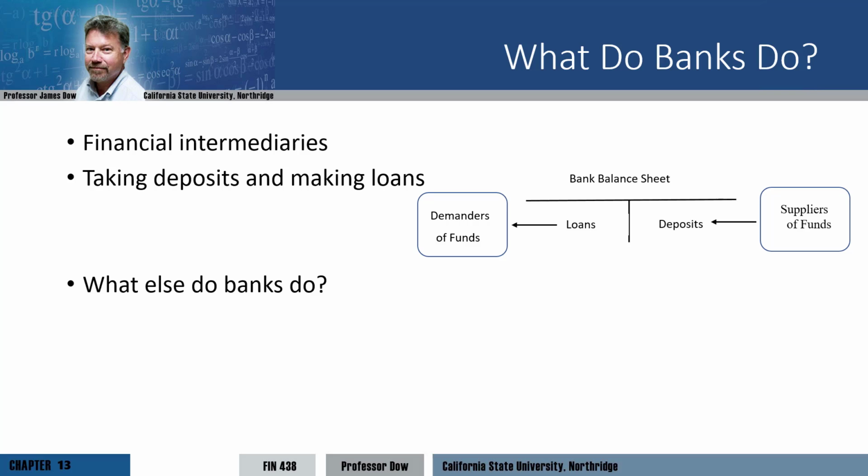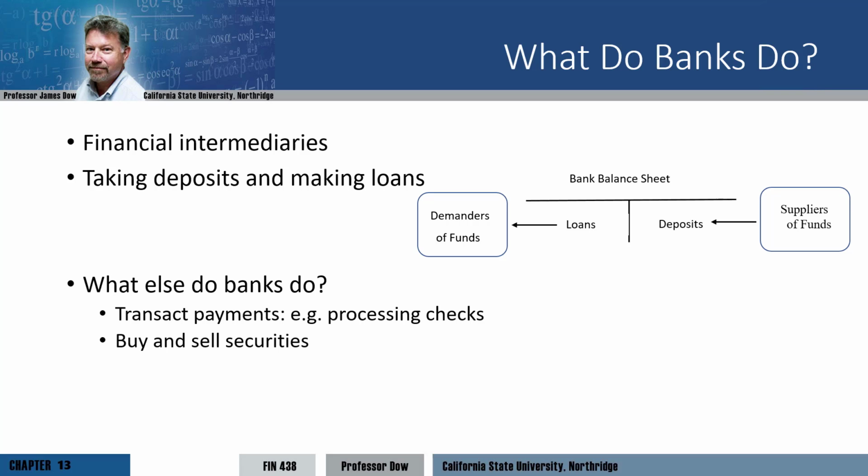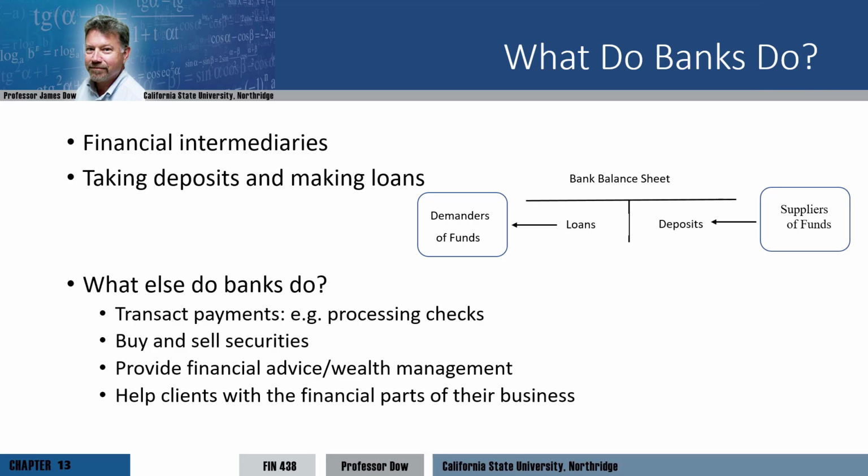What else do banks do? Banks are part of the transaction system. They process checks and provide access to cash. Banks can buy and sell securities. Banks can provide financial advice and wealth management services to individuals. This includes not only deposits, but other financial products such as mutual funds and insurance.